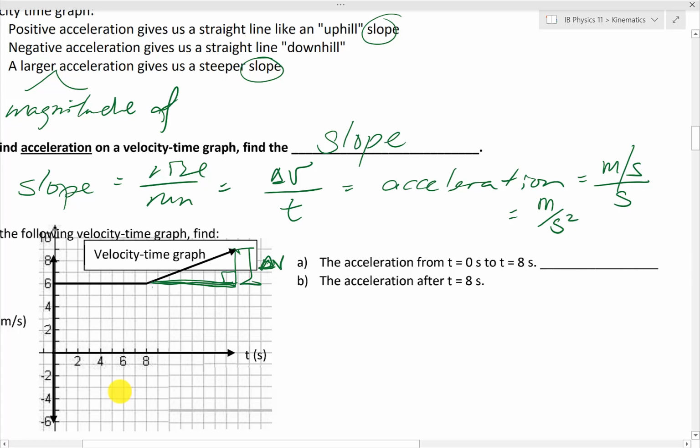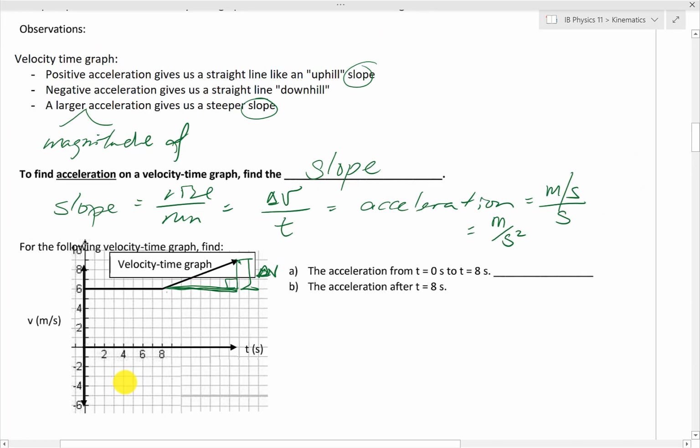So notice that we're not just randomly finding a value on the graph. It actually has significance. It actually means something. The units, the dimensions, all work out.